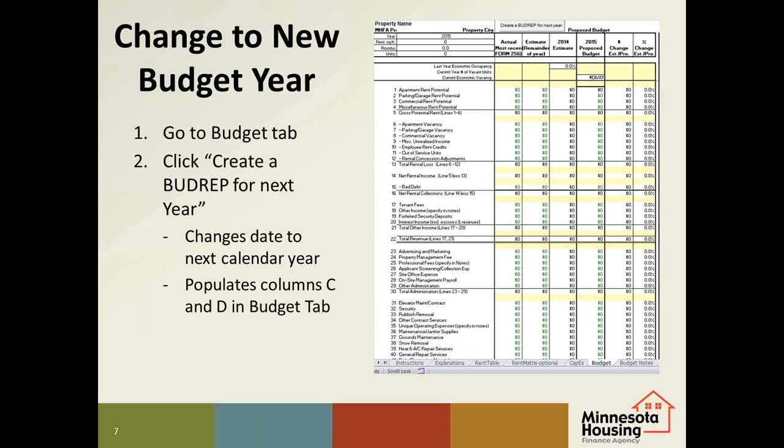If you are using the correct budget template and you're ready to prepare your budget for the next budget year, start by formatting the workbook. Click on the Budget tab and choose Create a BudRep for next year. This will not only change the calendar year on your budget, but it will also populate columns C, D, and E. This will update your actual expenses for your current calendar year and the budgeted remainder of the year revenues and expenses to help you budget for next year.